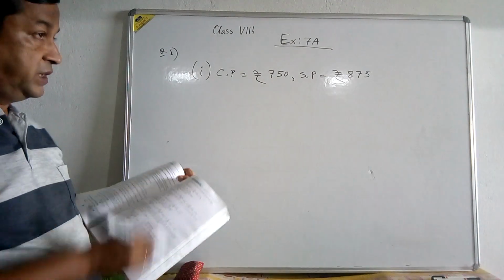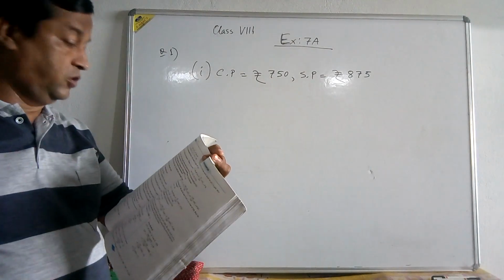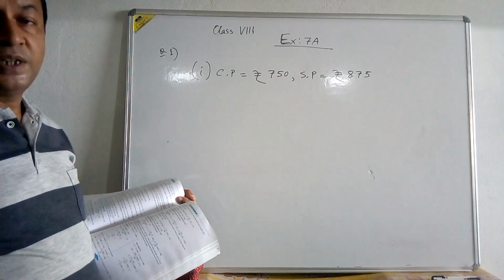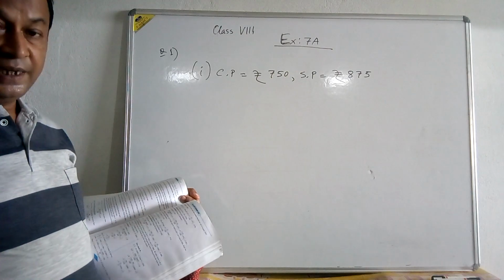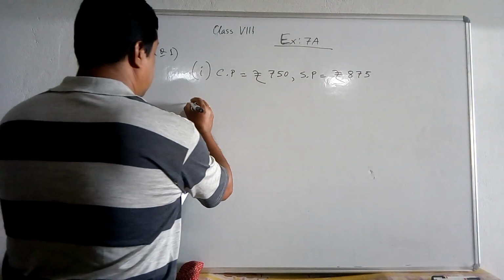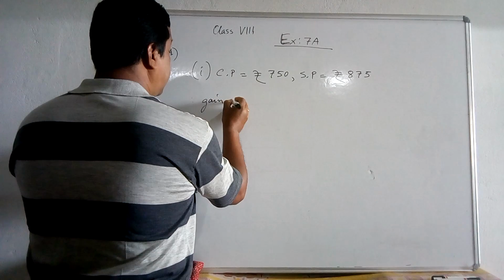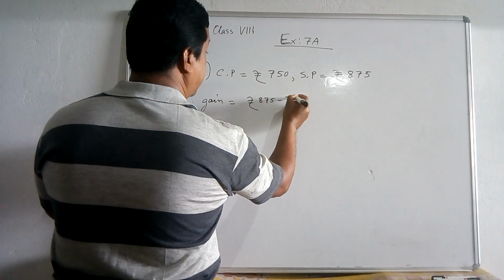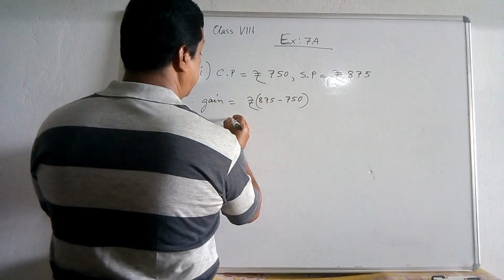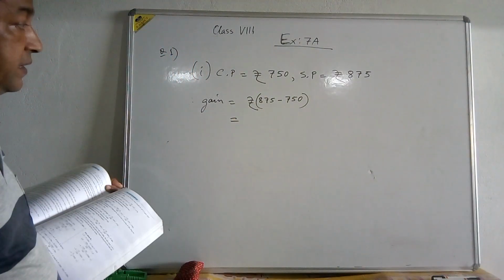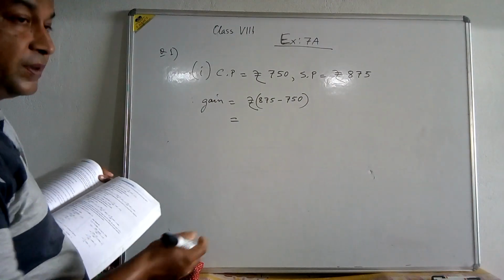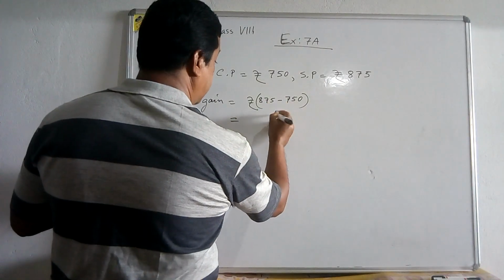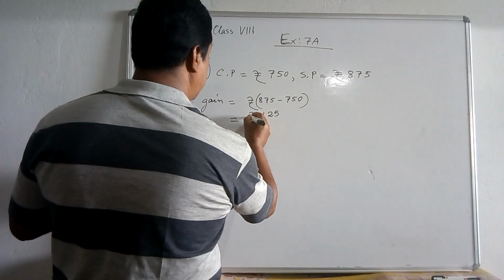The question says find out the gain percent or loss percent, so you have to see whether it is a gain or loss. If selling price is more than the cost price, then it is a gain or profit. First of all, write what is gain. Gain equal to rupees 875 minus 750, that is SP minus CP. You can write gain percent or profit percent, that is the same. If you subtract, you get rupees 125.